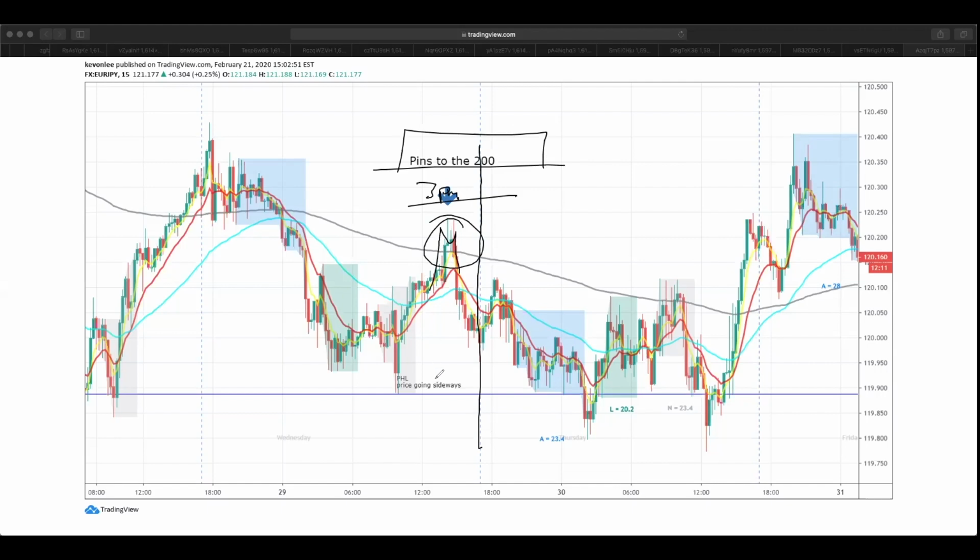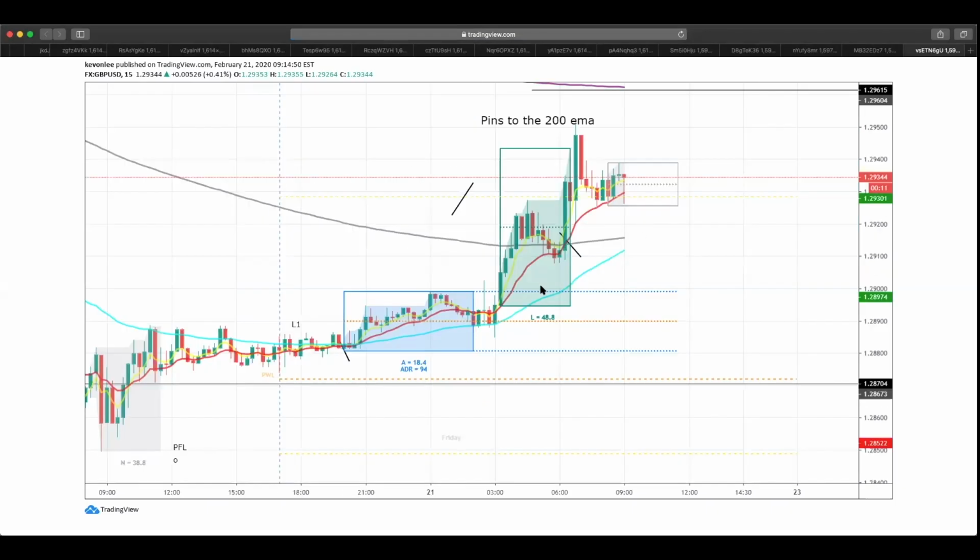Okay. So is this a pins to the 200? Yes, but it's not tradable, so it's not the ones that I'm really looking for. I want you guys to focus more on pins to the 50 and pins to the 200 that are actually tradable. And something that's tradable is like something like this up here, something like this over here. Let's see. So pins to the 200 EMA.